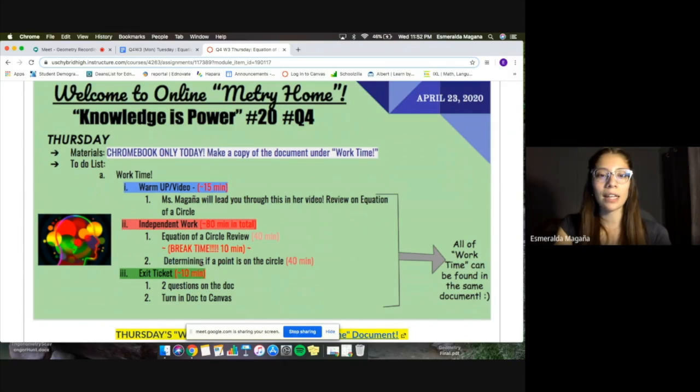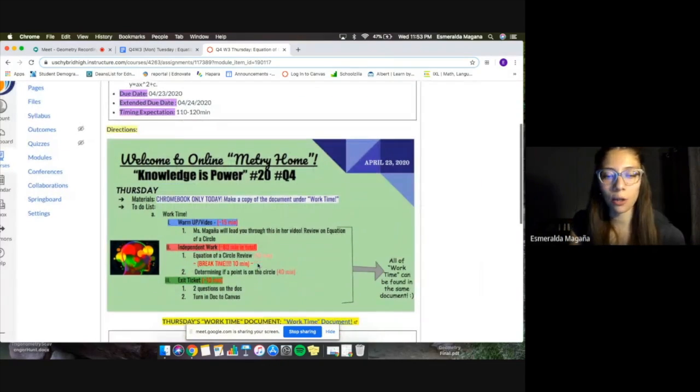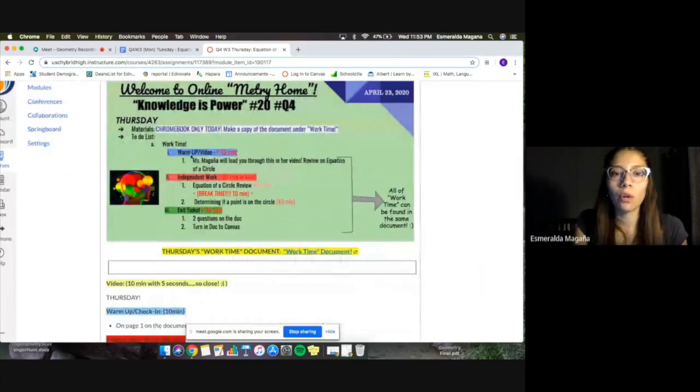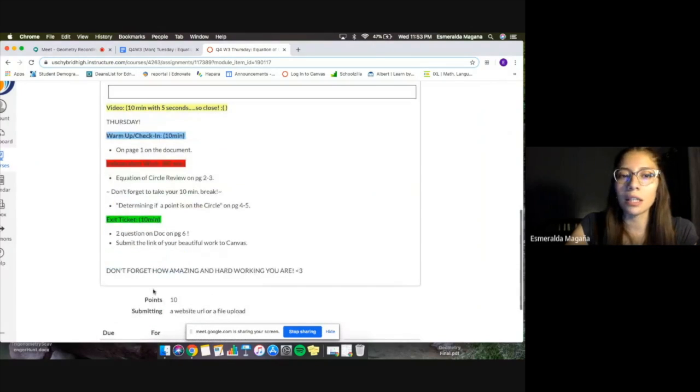At the end, you have an exit ticket. You have two questions on the doc, and then you turn in this doc onto Canvas. Again, your entire work time is in one document. Hopefully that makes it easier on you. I color coded this in hopes that it helps you. Your warm-up is all under the title that is in blue, independent work all under the title that is red, and lastly your exit tickets all under the title that is green.